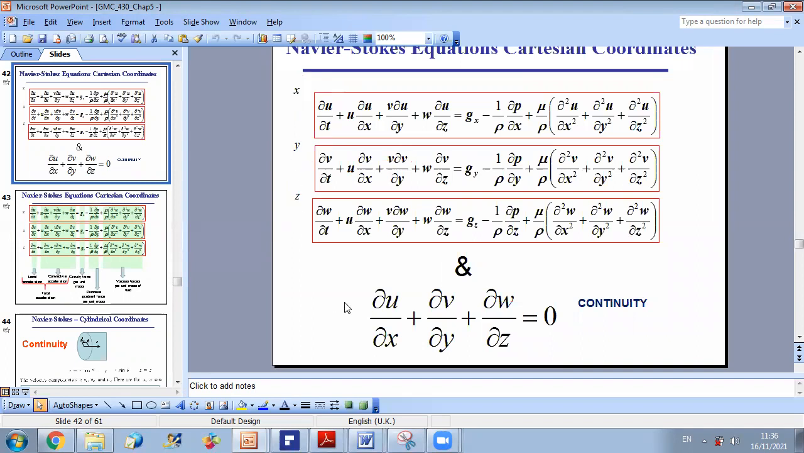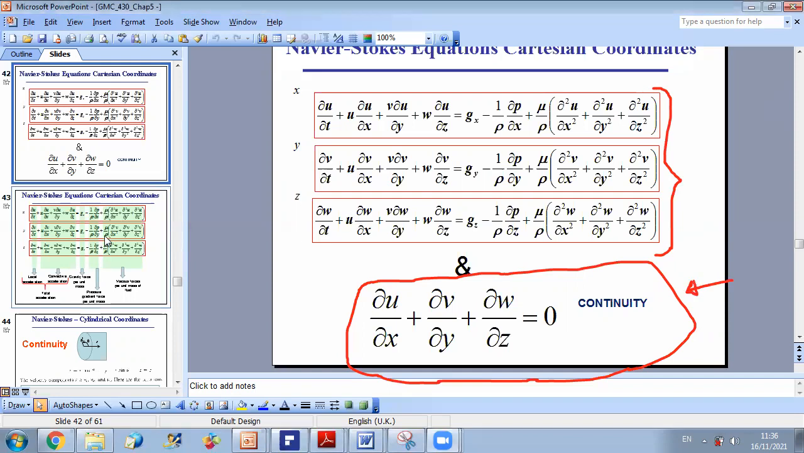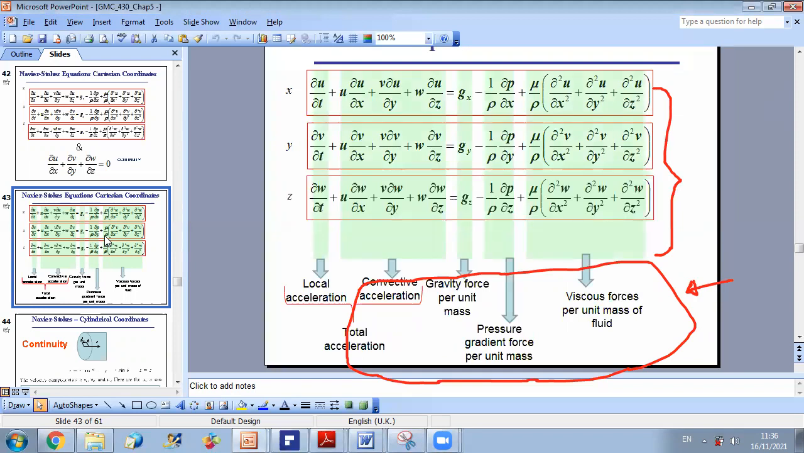And now, always don't forget to combine these with the continuity equation, because the continuity equation will always give you certain information to solve for your flow field. Okay, so these are Navier-Stokes relations in Cartesian coordinates, and this is the continuity equation for incompressible flow in Cartesian coordinates. Now, let us interpret each of these terms.